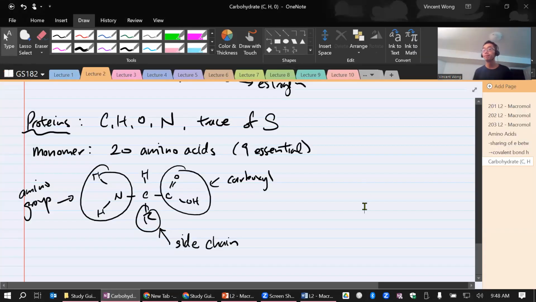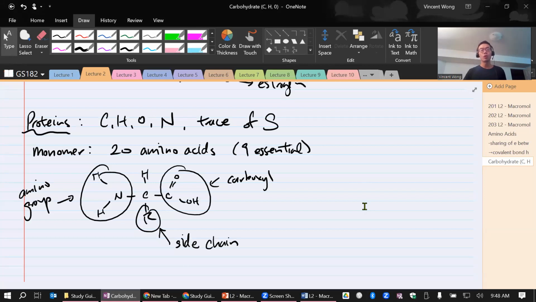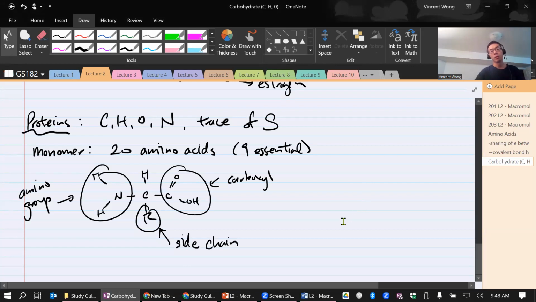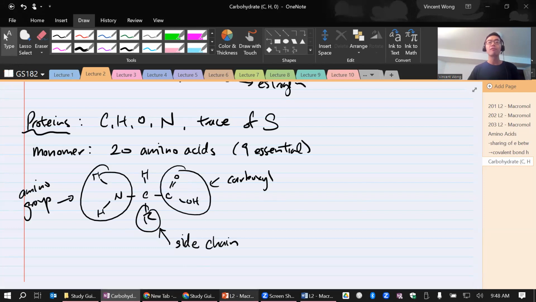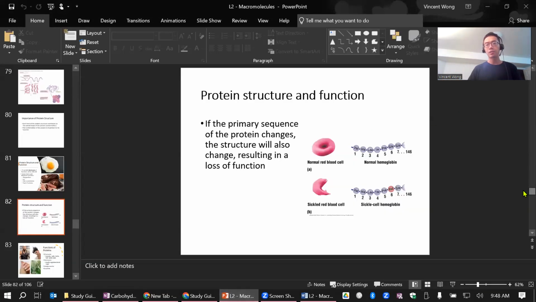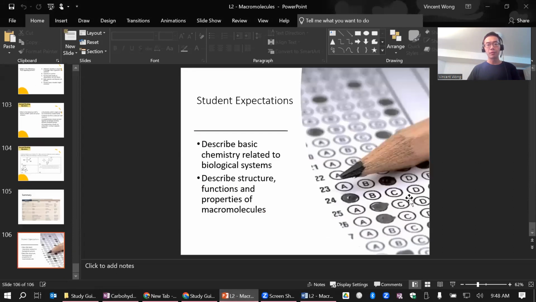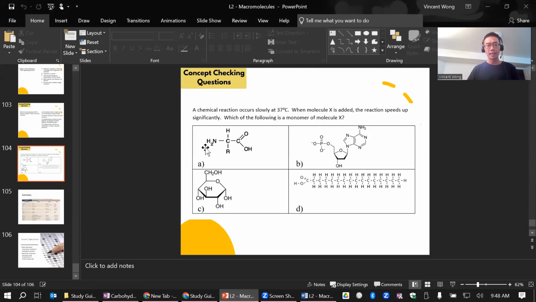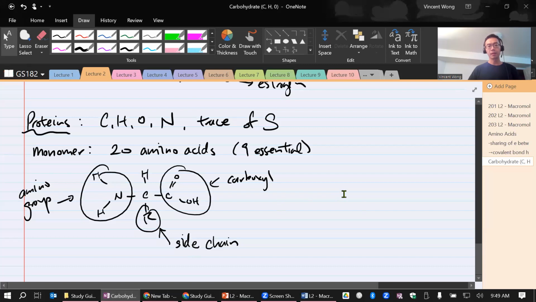Do we have to recognize how the amino acid looks? You don't have to recognize what each of the 20 looks like, no, but you should recognize this is an amino acid. For example, like that last question we did, you should recognize that that's the general structure of an amino acid, right? Great question. Anyone else?